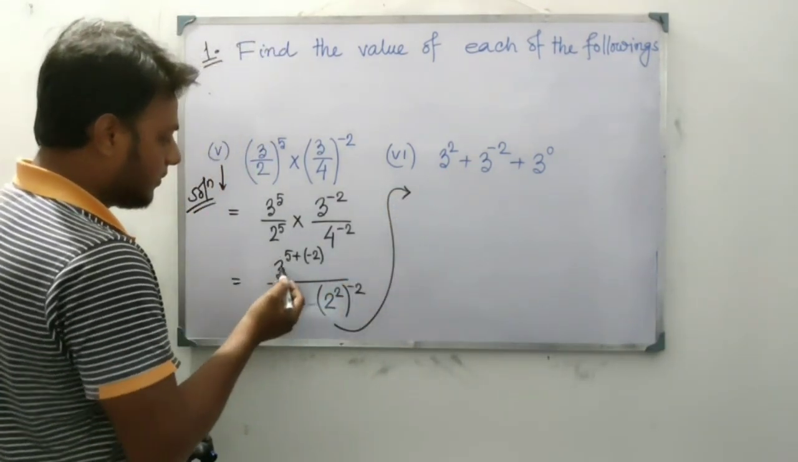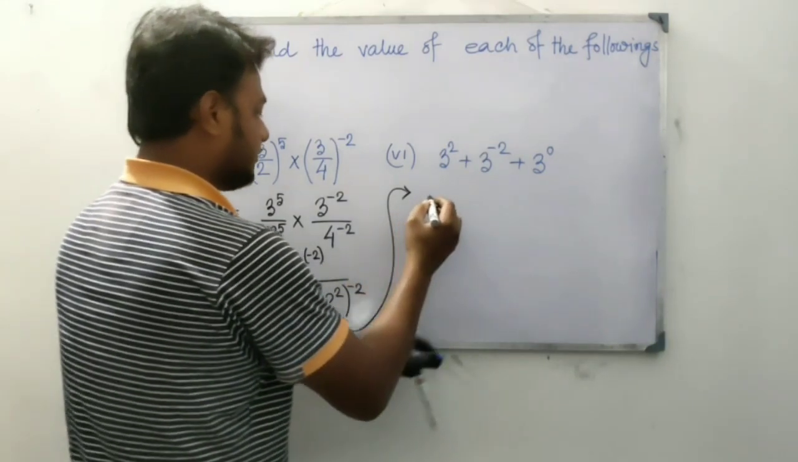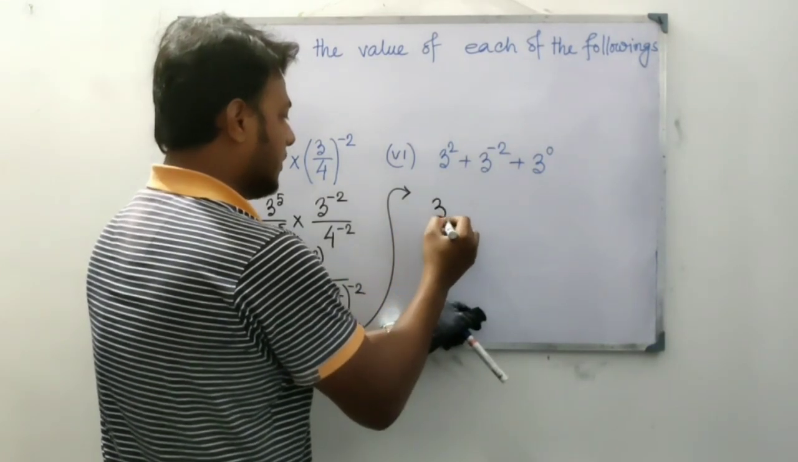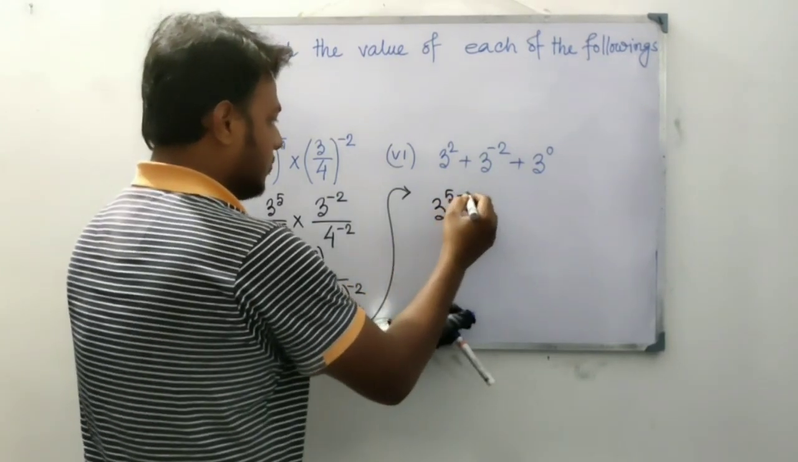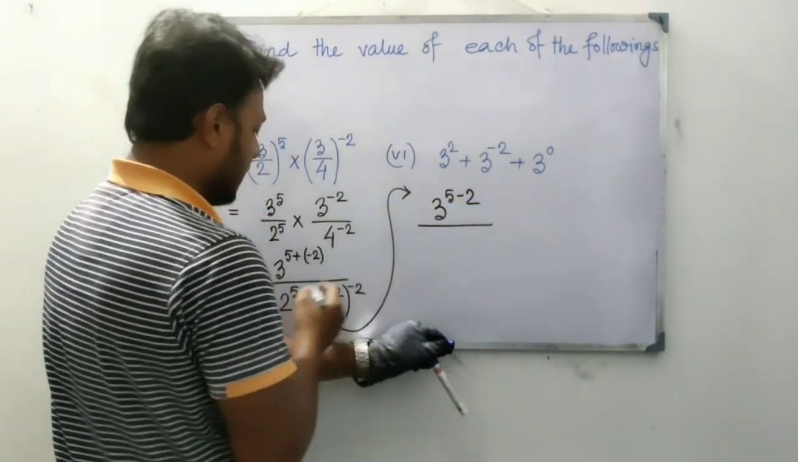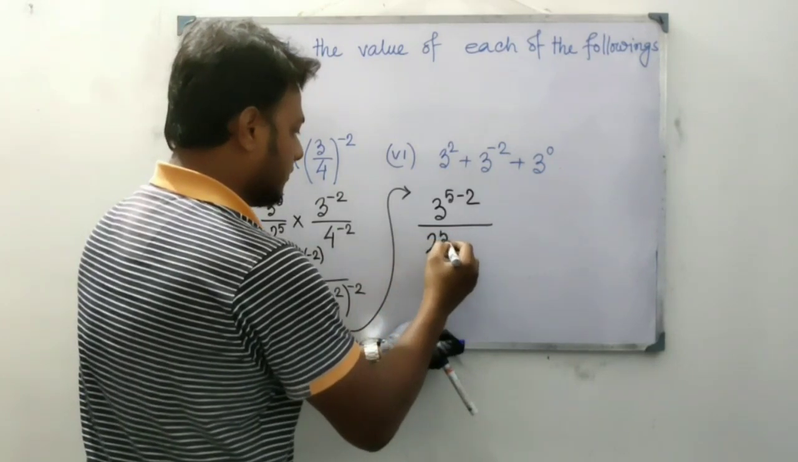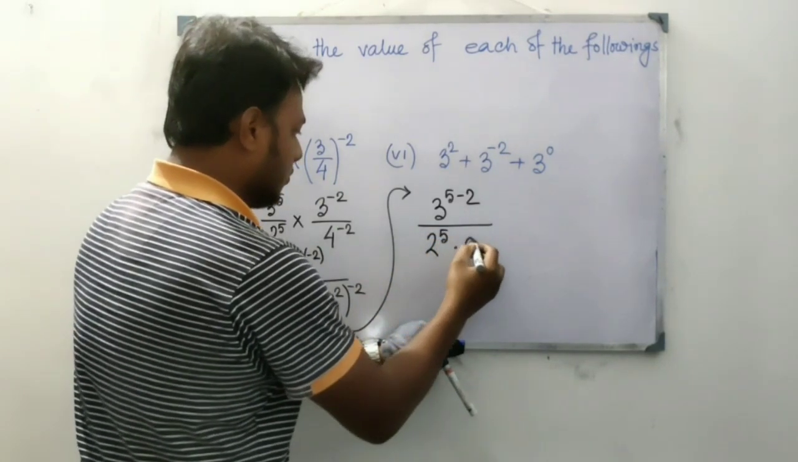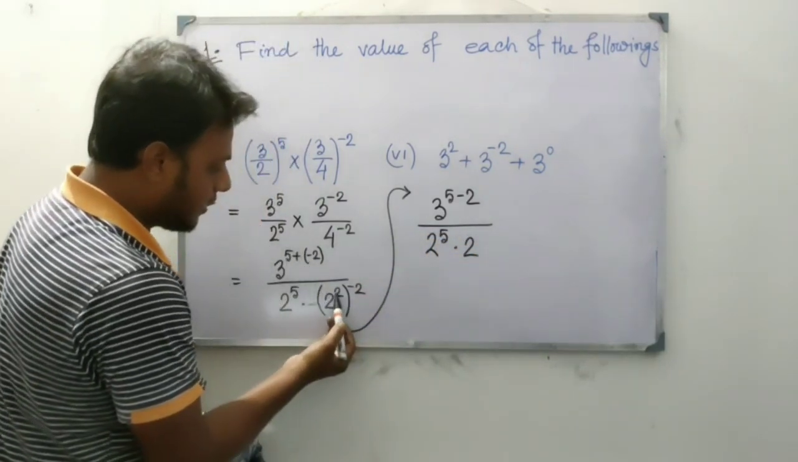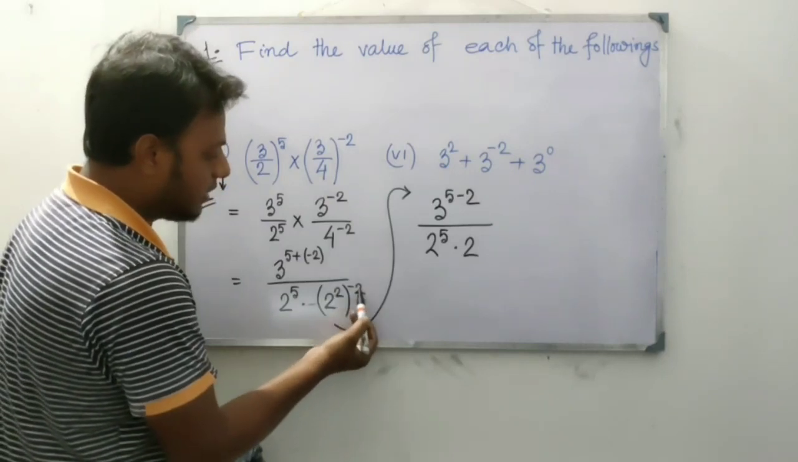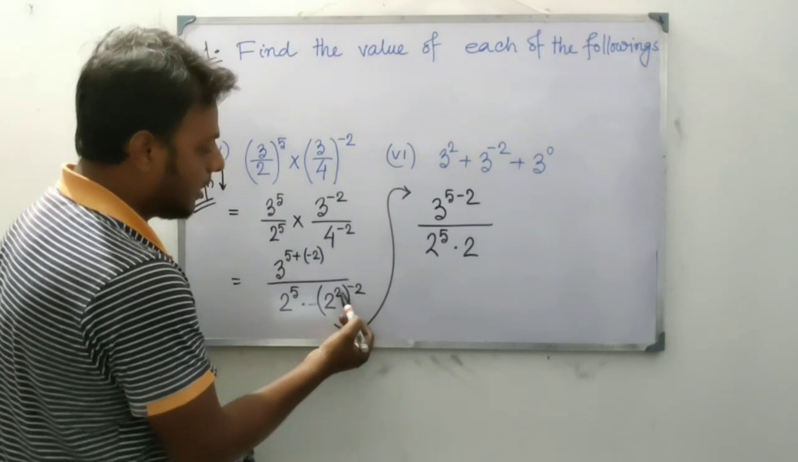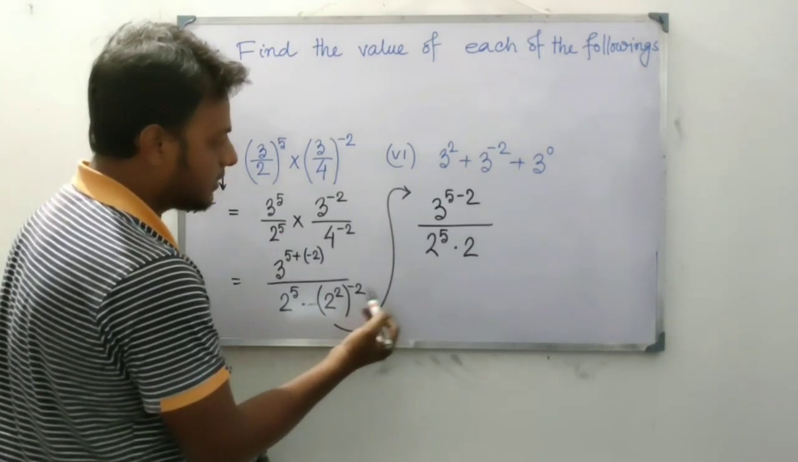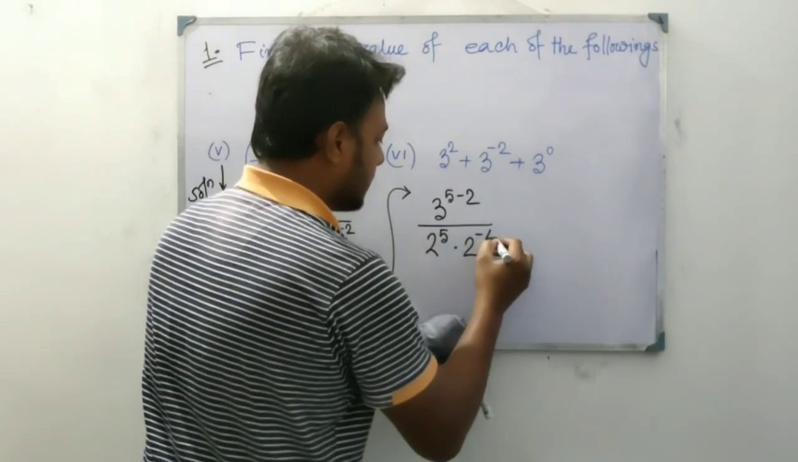Next, solve the numerator, that is 3 to the 5. This is nothing but 3 to the power 5 plus minus 2, by 2 to the power 5 into 2 to the power. I told you that if a power is there inside the bracket and outside the bracket, then we can multiply these two powers. So if you multiply this power and this power, it will be 2 to the 4 and the sign will be minus. So 2 to the power minus 4. Understood?